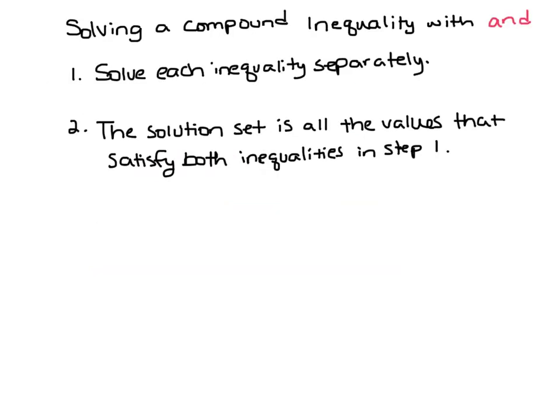Okay, in the next example, we'll be solving compound inequalities. So the steps for solving a compound inequality with AND, so that's going to be with the intersection. You're going to see the word AND in the question. Step 1 is to solve each inequality separately. And then step 2 is the solution set is going to be all the values or numbers that satisfy both of the inequalities in step 1. So it's important to note that these steps are for solving it when it has the word AND. So we'll look at some examples so you can see more specifically what that means.